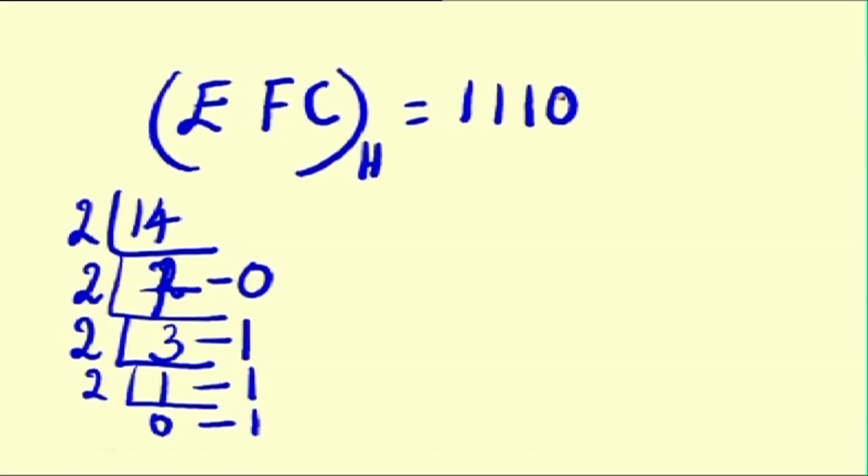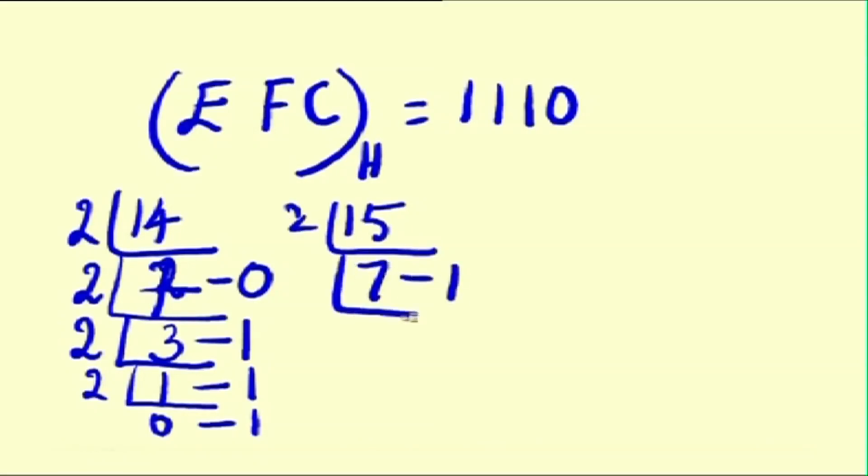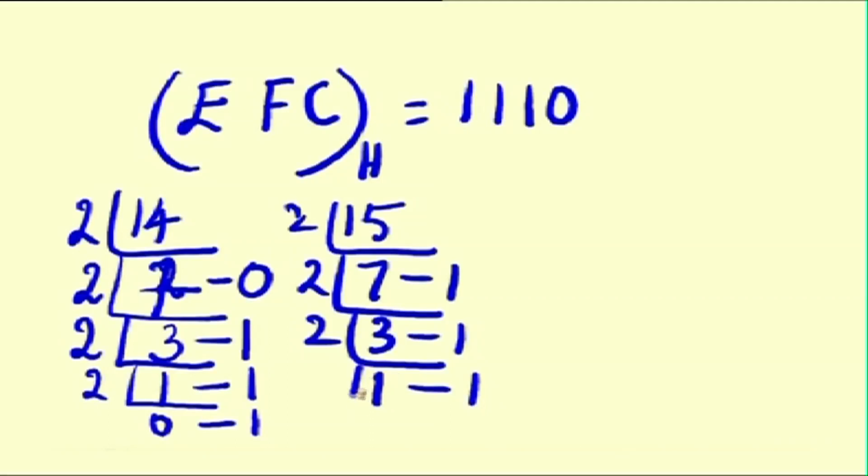Now, you have to write for F. F will be how much? 15, and 15 if you convert, see what you get? You get a 7 and a 1, and then again you divide, you get 3 and a 1. You divide this, you get 1 and a 1. You divide again, you get 0 and a 1. Again you write from here the most significant bit to the least significant bit. You can write it as 1 1 1 1. So, that is the binary equivalent of F.